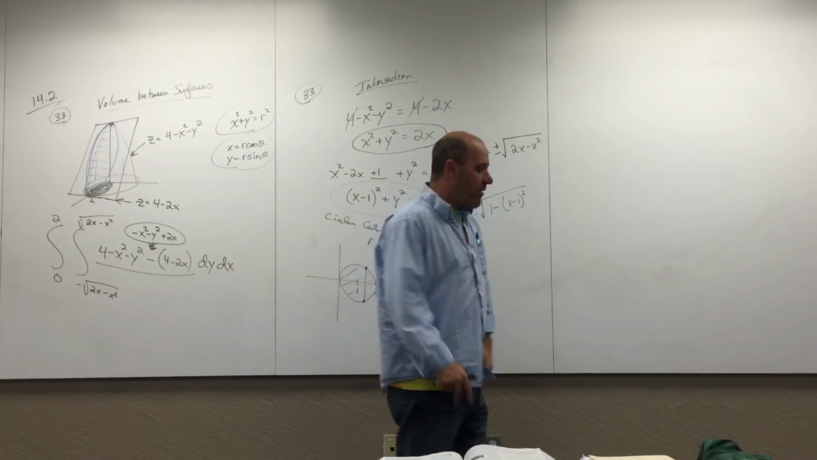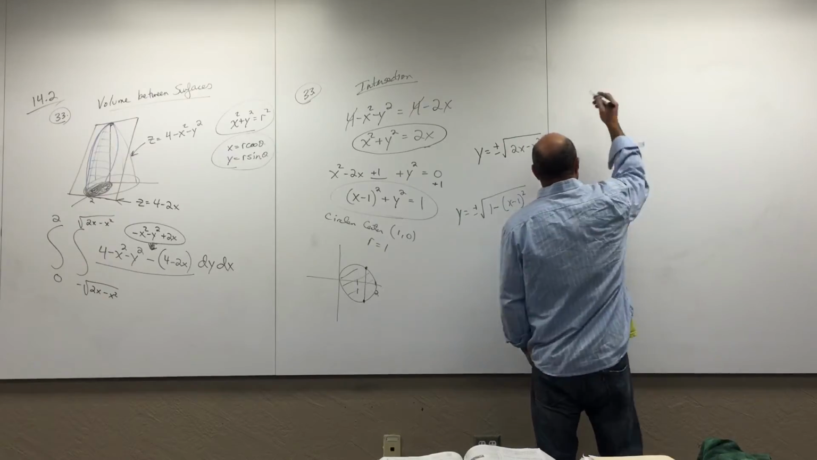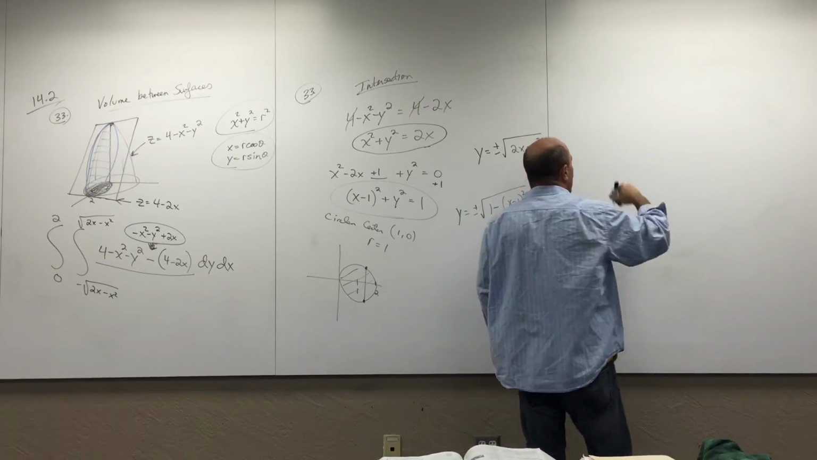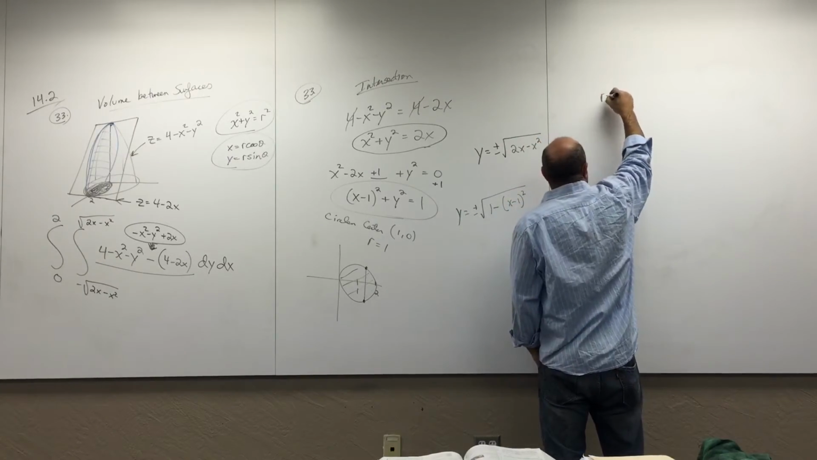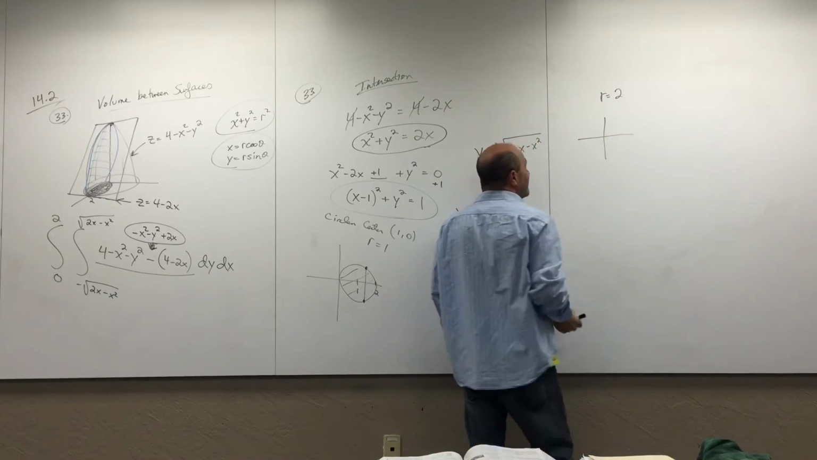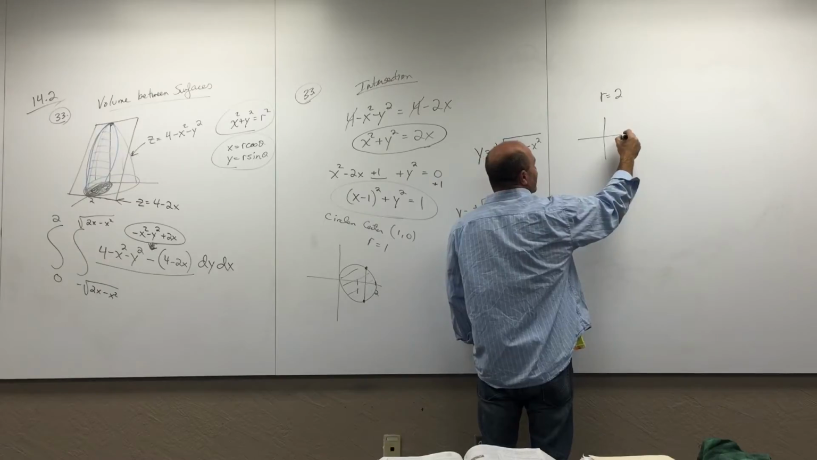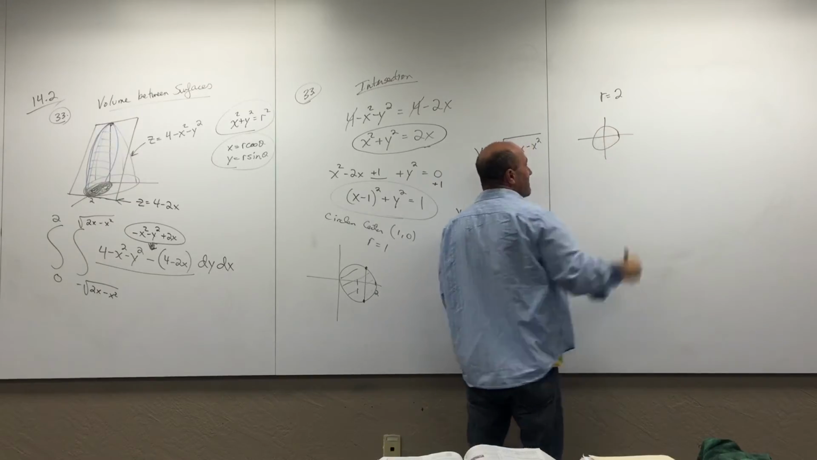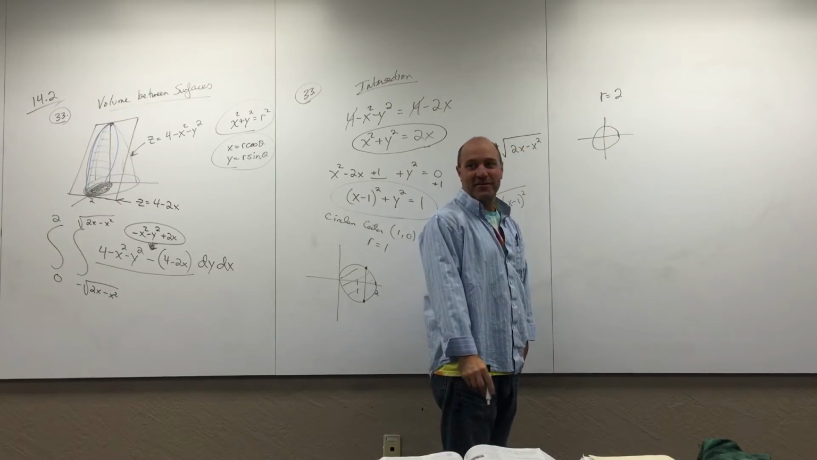Let's talk just a little more about polar coordinates here a second. Back to just a little review of polar coordinates. If you have r equals 2, you guys know what that is in polar coordinates? Circle of radius 2. Good job. A circle of radius 2, centered at the origin.